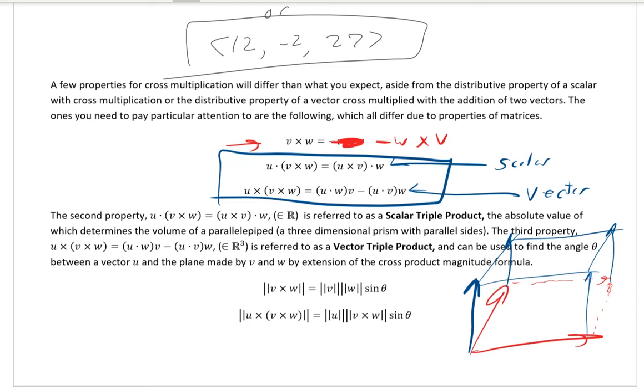The vector triple product can be used to find the angle theta between vector u and the plane made by v and w. So we have v, we have w, this blue one that I wrote is u, and that is going to give us, if we consider the plane here, the theta angle measure here. And to find that, we keep in mind that the magnitude of v cross w is magnitude of v, magnitude of w sine theta. U cross v cross w, well, v cross w is itself a vector, so we could just do magnitude of u, and then the magnitude of v cross w, sine of theta.